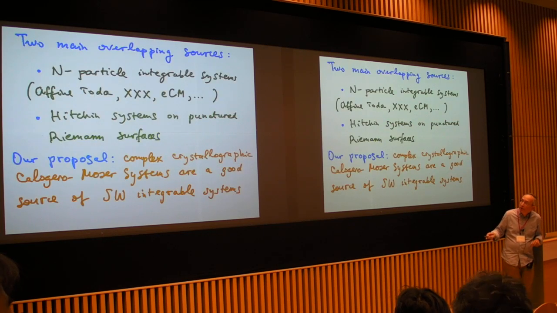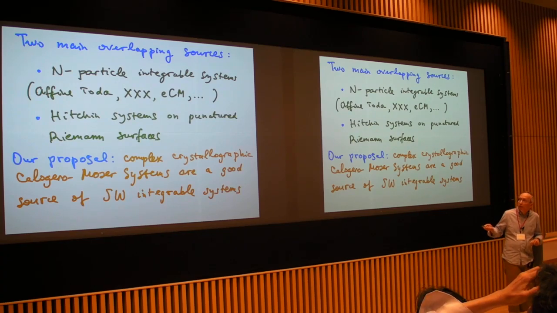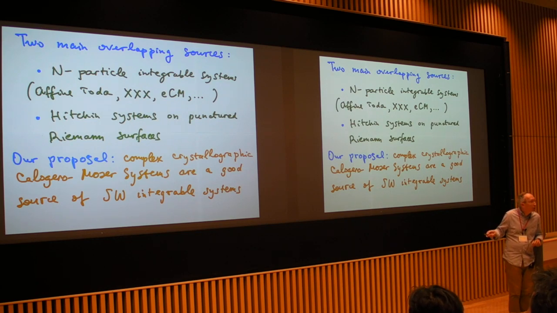Two main overlapping sources of such systems are n-particle integrable systems like finite-order spin chains and the elliptic Calogero-Moser system. Another source is Hitchin systems on punctured Riemann surfaces.